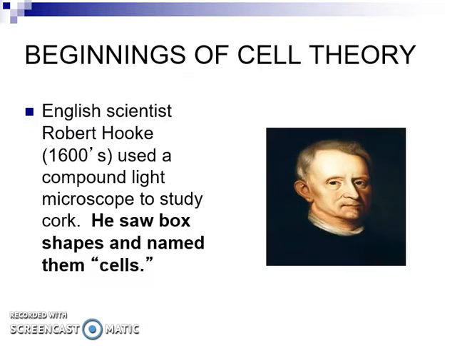Moving forward, in the early stages of the cell theory, we had this scientist named Robert Hooke. He was also from the 1600s. He used a compound light microscope to actually study a cork, the cork that you put in a bottle or a wine bottle or whatnot, and it's actually made from plant cells. So he saw underneath the microscope that all of the cells looked like little boxes.